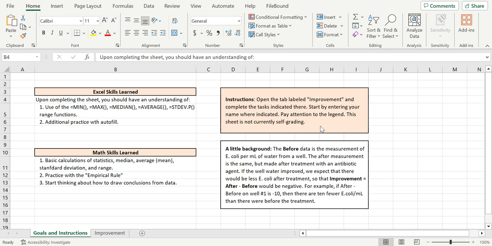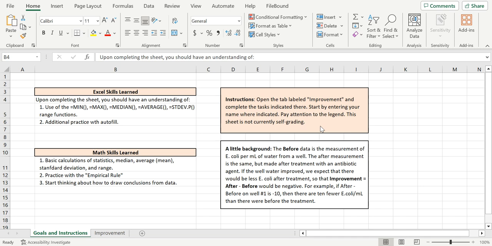We're going to pretend that we have three sets of data. So we took some wells and we measured the E. coli in the data. We measured it before we did anything to the wells. Then we did a treatment to the wells. The treatment is supposed to lower the amount of E. coli in the wells. So then we measured the amount of E. coli in the wells after the treatment.